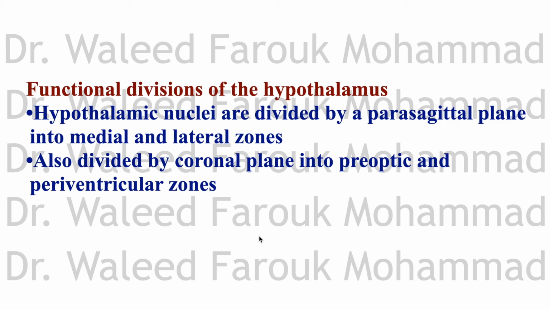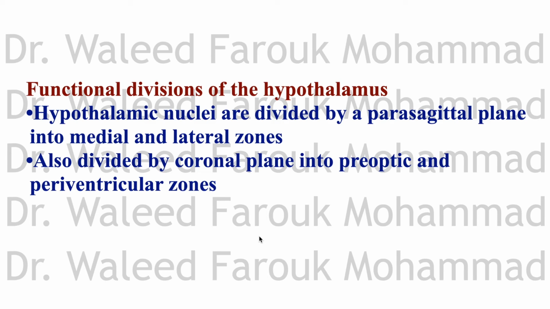The functional divisions of the hypothalamus. They divided the hypothalamus according to the function of its nuclei by a parasagittal plane into medial and lateral zones, and divided by the coronal plane into preoptic and periventricular zones. Preoptic means around the chiasma, optic chiasma, and periventricular zones means in the wall or around the third ventricle.